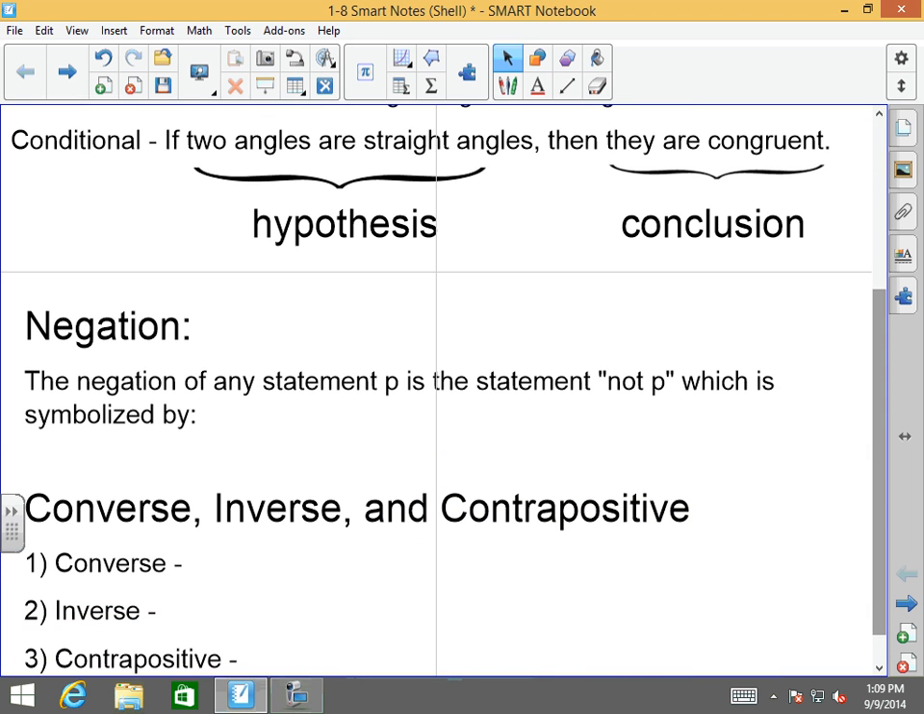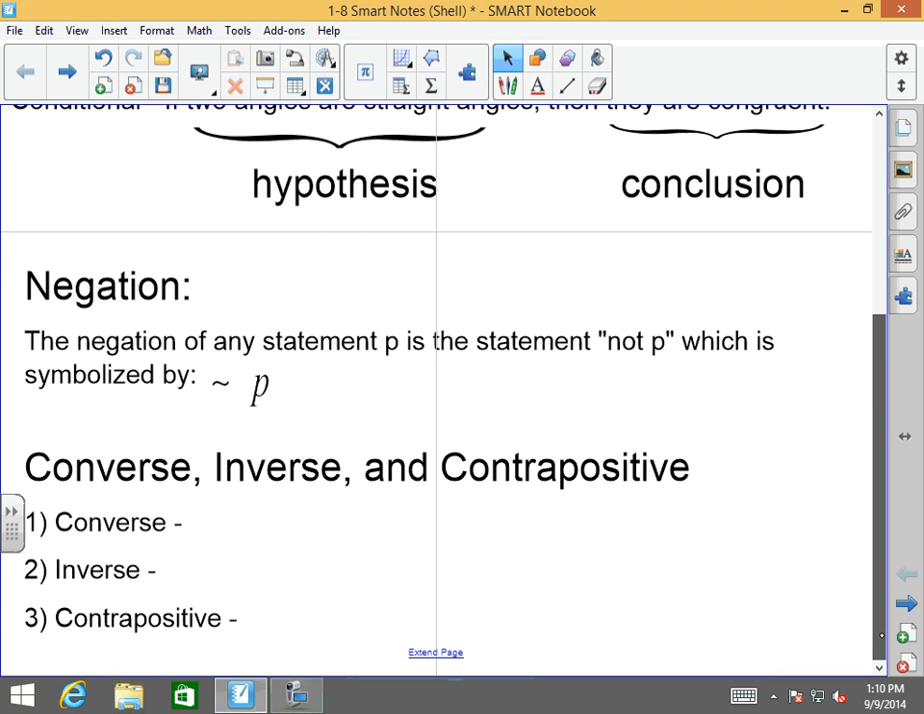Now, today we're going to talk about negation, something called a converse, an inverse, and a contrapositive. A negation of any statement P is basically the statement not P, which can be symbolized by that little squiggly line and a P. That little squiggly line in front of the P means not P. That's what a negation is: not. Now, how does this relate to converse, inverse, and contrapositive? Well, let's check it out.